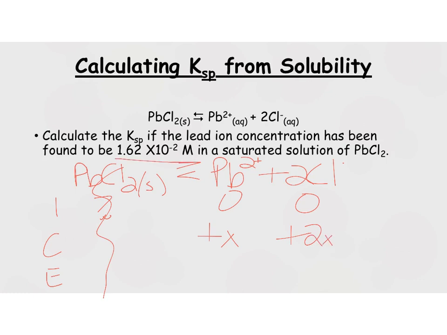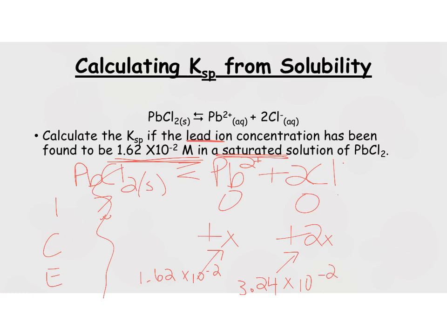We know the concentration of the lead at equilibrium, which means saturated. Saturated means no more solid can dissolve, so that's equilibrium in this case. Our lead ion is 1.62 times 10 to the negative 2, and that's our x. If we multiply it by 2, we get our chloride concentration, which ends up being 3.24 times 10 to the negative 2.